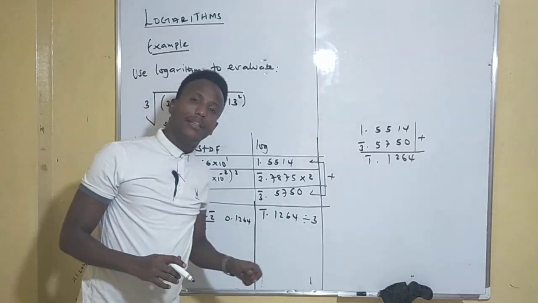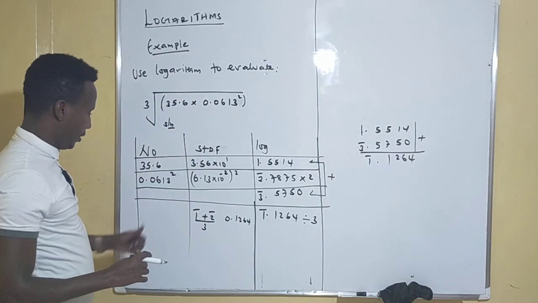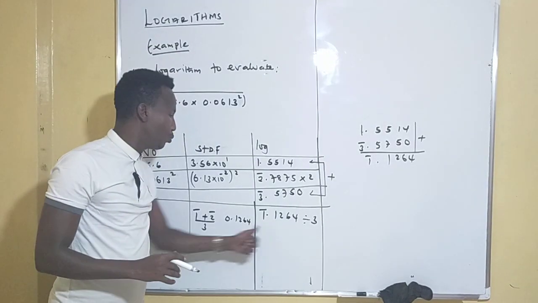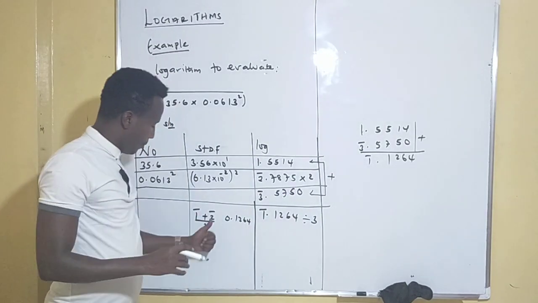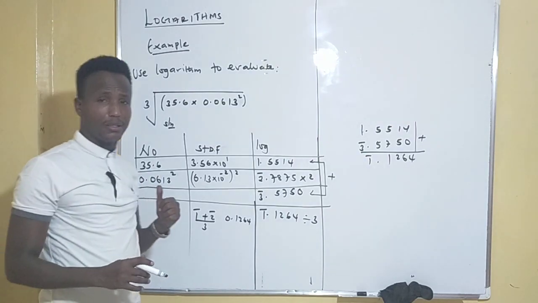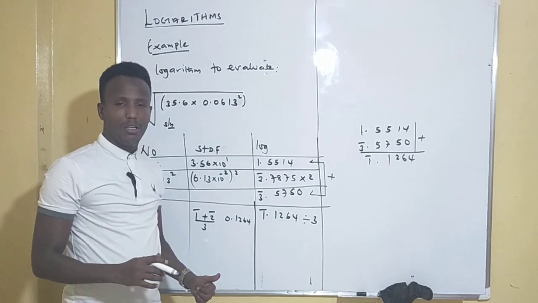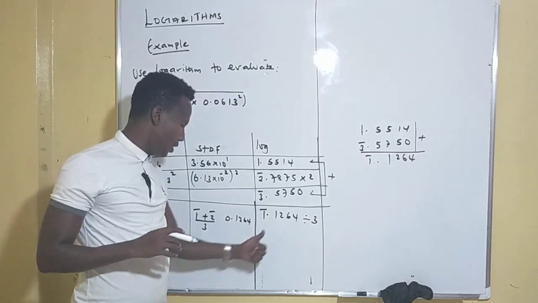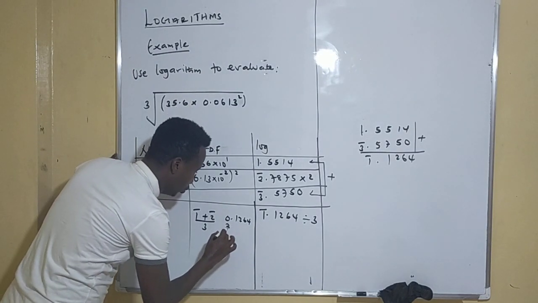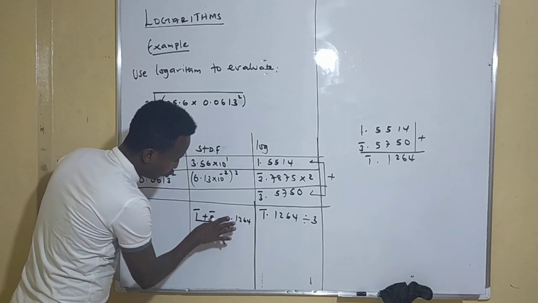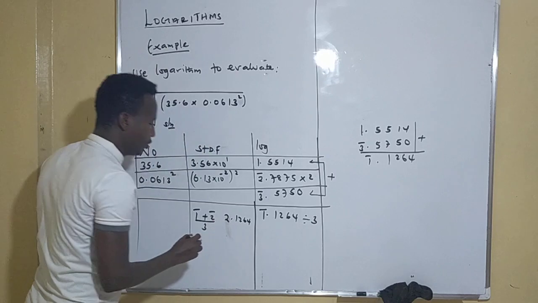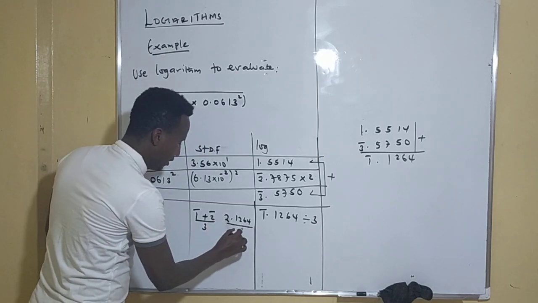So now, the moment you add negative 2 to the characteristic bar, then add the positive value of that number to the mantissa part, okay? The characteristic bar, you have added negative 2 to make it divisible by 3. So we're going to say here, plus 2. So it will give us what? It will give us 2. Just understand. 2.1264 divided by 3 also.